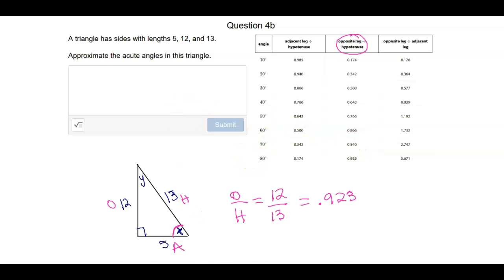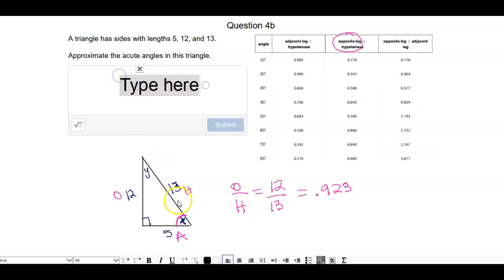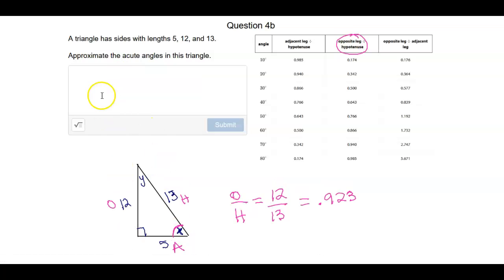And so if one of those is 67, then the other one has to be 23 because they have to add up to 90 degrees. These three angles all have to add up to 180. So if this is 90, then these other two have to take up that remaining 90 degrees. So we could say 67 and 23, maybe 68 and 22, somewhere around in there.